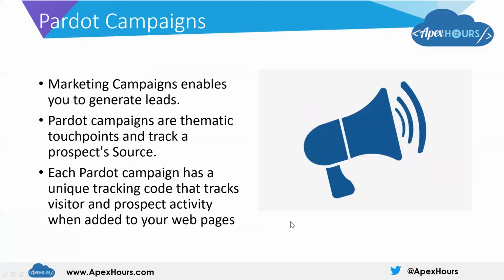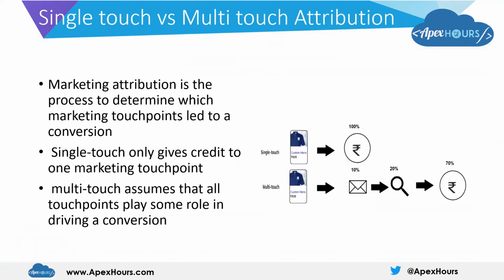We move to the next topic, which is single touch versus multi-touch attribution. Before we move to that topic, we need to understand that one prospect in Pardot can only be associated with one Pardot campaign. Now coming to single touch versus multi-touch attribution, what is marketing attribution? Marketing attribution is the process to determine which marketing touch points led to a conversion.